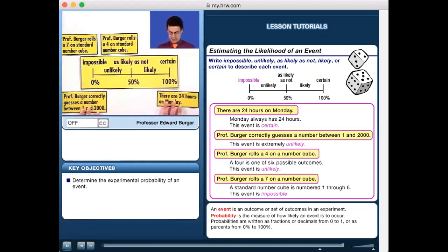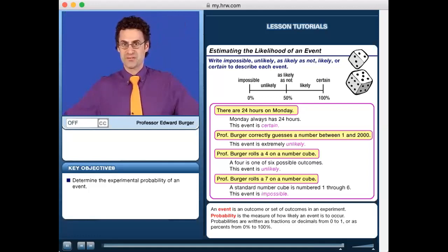And so you can see how we can get a vague sense of where things are in terms of the likelihood of those things. But now what we're going to do is actually put a numerical value to certain of these things, and we can say exactly where they are on the spectrum from certain to impossible. We'll see that soon.